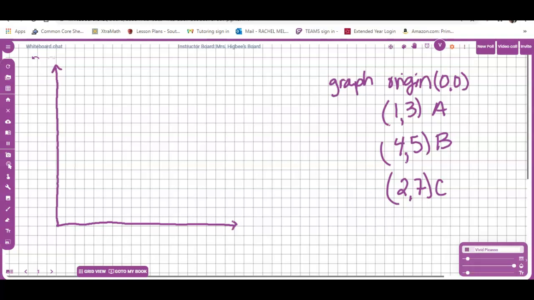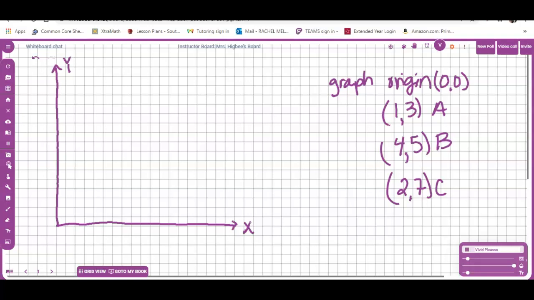So a couple of things I want to remind you about. Remember, this axis is our x-axis, okay? The horizontal line is the x, and the vertical line is our y-axis, okay? So over here, I want to graph the origin and then these 3 points, okay? Now, before I do that, I can do the origin.